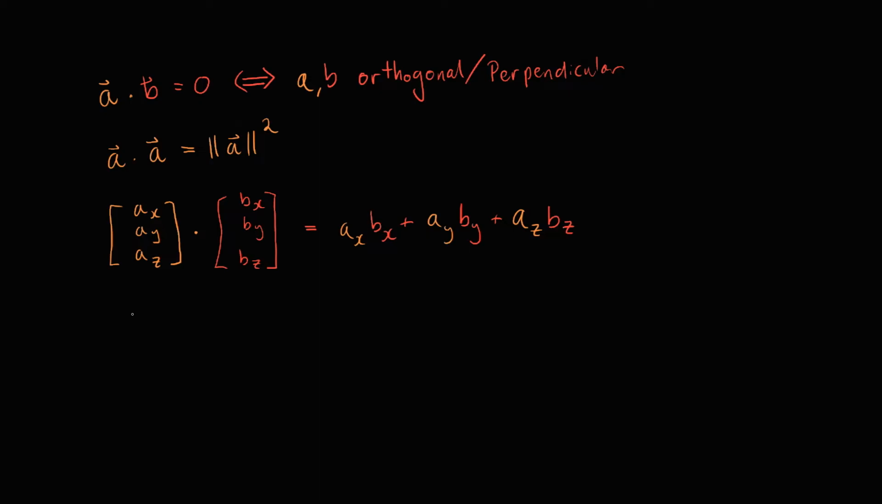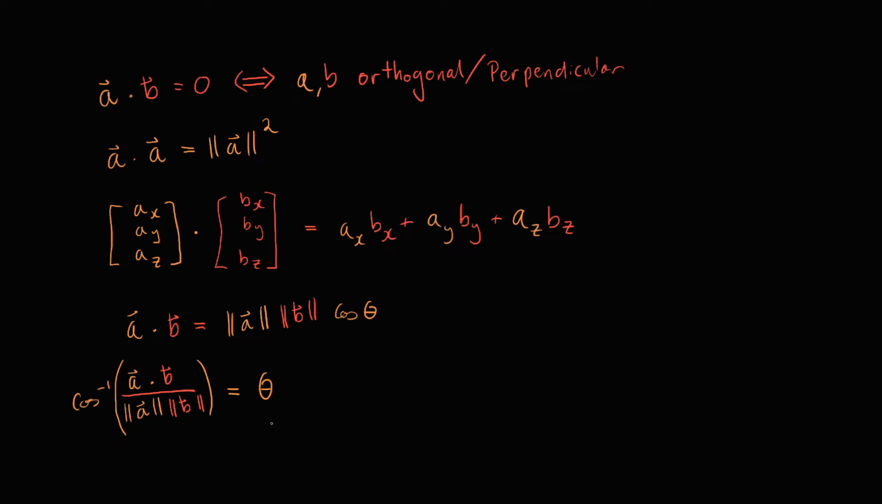Lastly, I want to talk about how we can find the angle between two vectors using the dot product. We defined a dot b as equal to the magnitude of the first times the magnitude of the second times the cosine of the angle between them. Well, if we divide both sides by the two magnitudes, and then take cosine inverse on both sides, we're left with the angle between the two vectors.